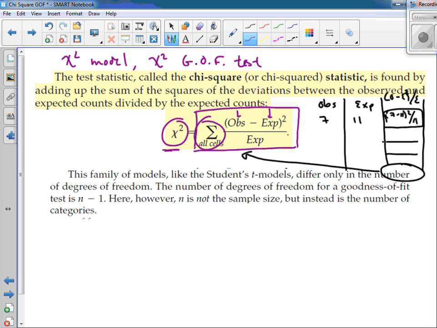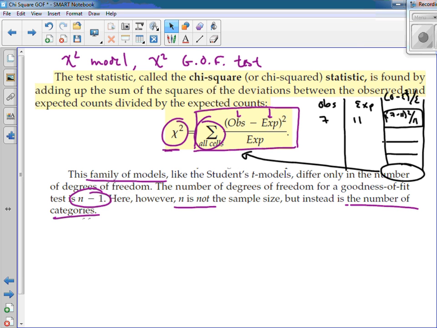Now, chi-square is a family of models, just like student t models. So you have to have degrees of freedom to determine which model you're using. In this case, our degrees of freedom is still n minus 1, but n is the number of categories. So if you have 7 categories, you have 6 degrees of freedom. It's not the sample size or anything like that. This is just the number of categories. And we'll get all into that.